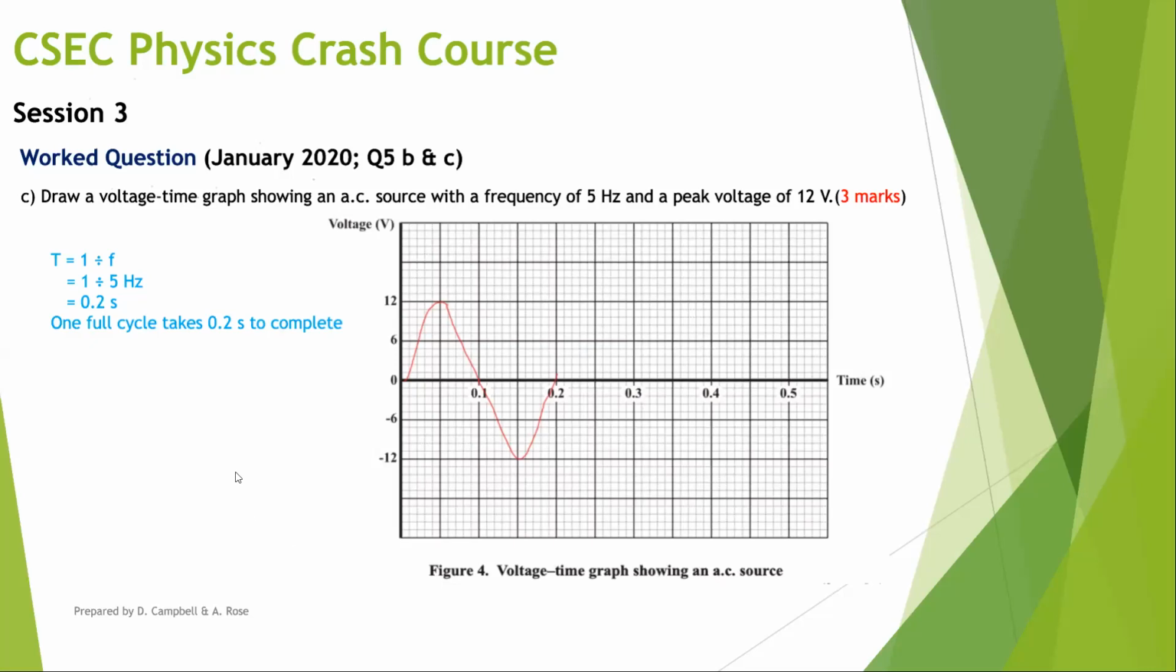And then we could just continue that path to fill up the rest of the page or the rest of the graph paper. So it's important that the peak voltage is achieved in both the positive and negative directions, and each full cycle takes 0.2 seconds to complete. So the second cycle would take another 0.2 seconds, which means the second cycle would finish at 0.4 seconds, and so on.